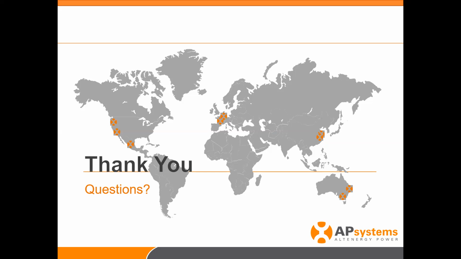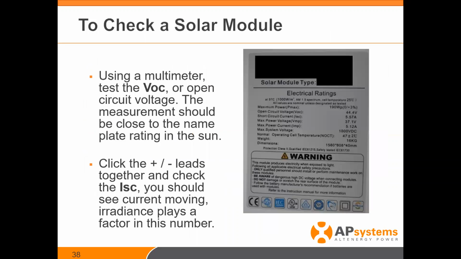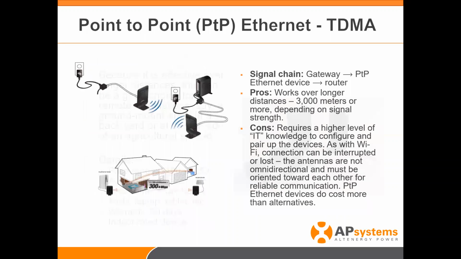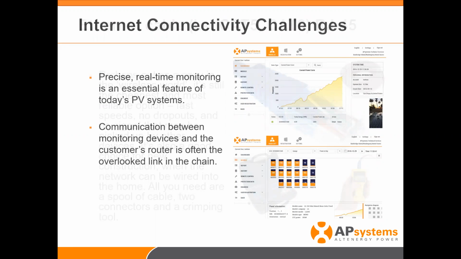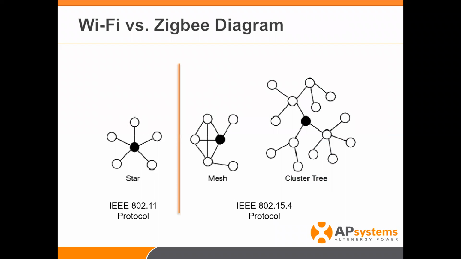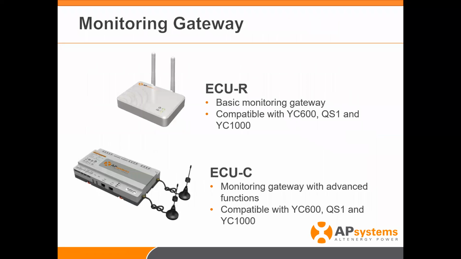Another question coming in here, about the ECUC and ECUR. Let me go back to a slide here. We're just going to talk about that real quick. Okay, here we go. So ECUR and ECUC. ECUR was originally intended for residential, hence the R. ECUC was originally intended for commercial, hence the C.